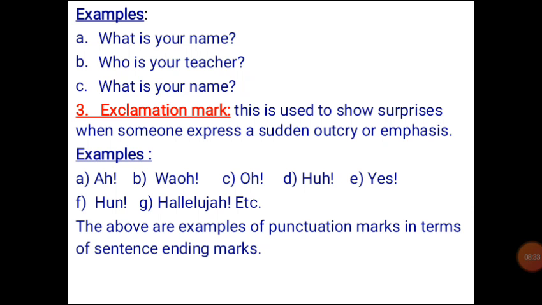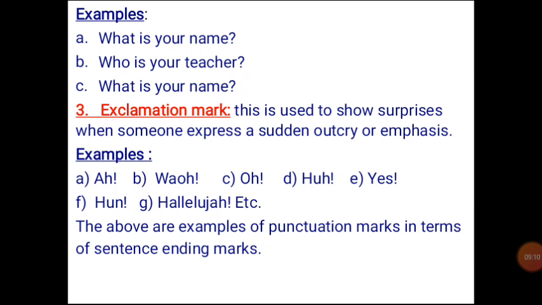And we can see the sign of the exclamation mark at the end of those examples. A, ha. When someone says, ha, are you coming? You say, ha! So you put an exclamation mark. Then the B part says, wow! You can see an exclamation mark is put after it. The C part is oh! The D part is ooh! The E part is yes! Yes, I've made it! That is an exclamation mark, a sudden emphasis or a sudden word.